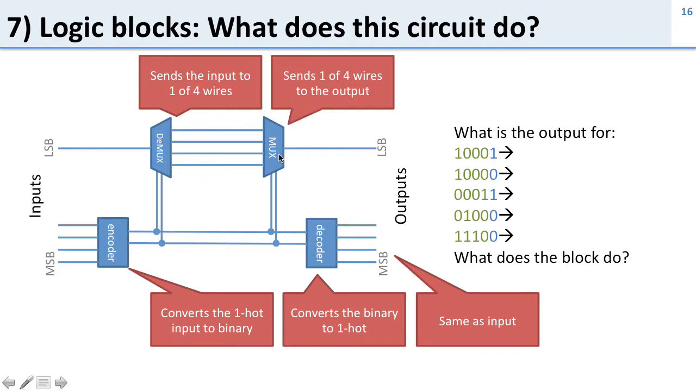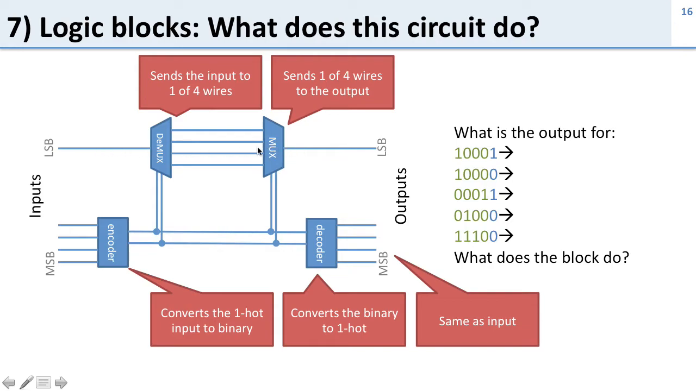Then what's the mux going to do? The mux is going to take one of these 4 wires as an input and send it to the output. Well, which wire? Again, the input for the select here comes from the encoder. So this is going to send out the value to one of these wires, and this is going to take in the value from the same wire.